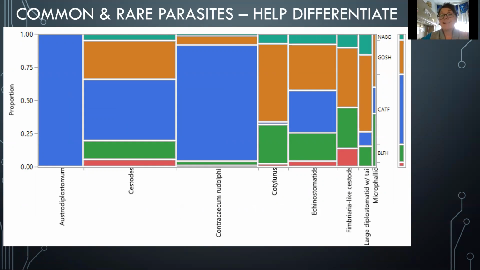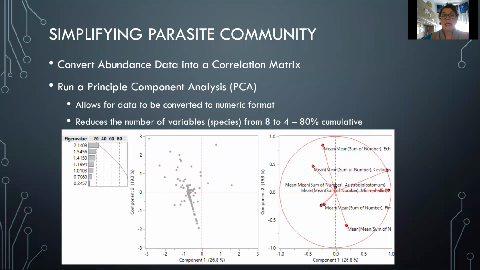But I wanted to squash it down even more. So I ran a principal components analysis using these 8 parasites. And that dropped everything down by half. So we went from 8 species to 4 axes, explaining 80% cumulative variance here. In reality, we only needed the first 2 principal components, the first 2 PCs included in our models in order to achieve some serious differences.